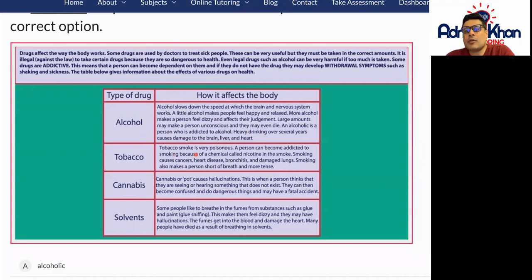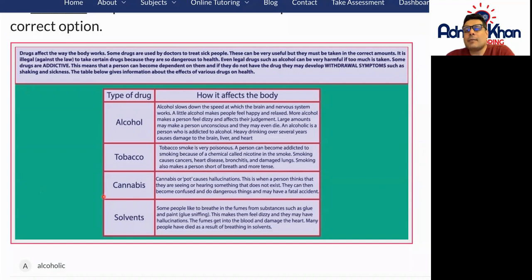Tobacco. Tobacco smoke is very poisonous. A person can become addicted to smoking because of a chemical called nicotine in the smoke. Smoking causes cancers, heart disease, bronchitis, and damaged lungs. Smoking also makes a person short of breath and more tense.